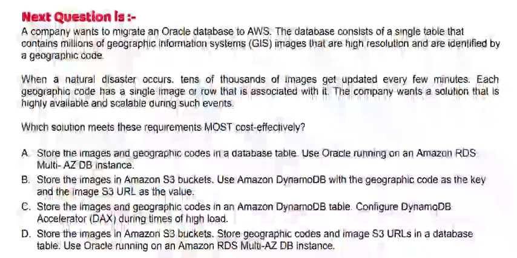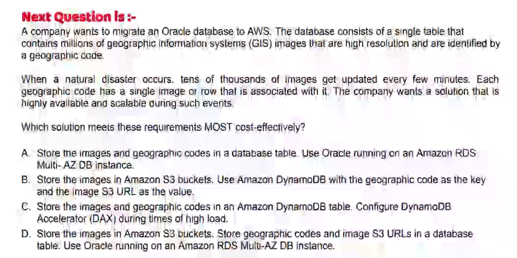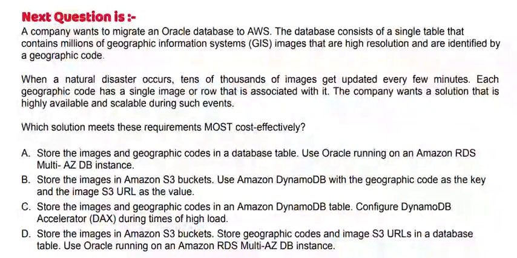Which solution meets these requirements most cost effectively? Option A. Store the image and geographic codes in a database table. Use Oracle running on an Amazon RDS multi-AZ DB instance. Option B. Store the image in Amazon S3 buckets. Use Amazon DynamoDB with the geographic code as the key and the image S3 URL as the value. Option C. Store the image and geographic codes in an Amazon DynamoDB table. Configure DynamoDB Accelerator during times of high load.